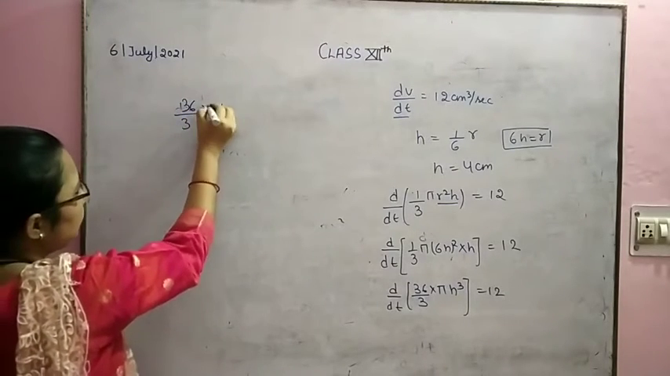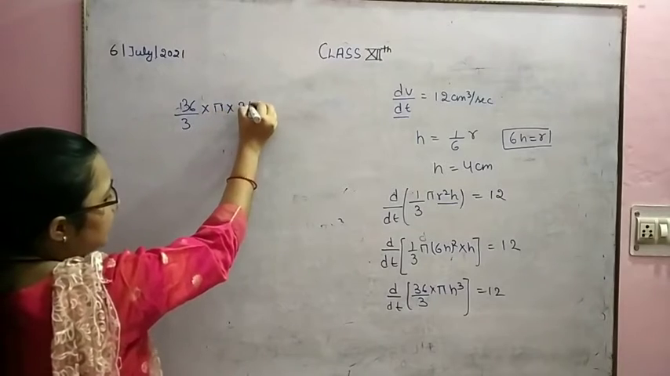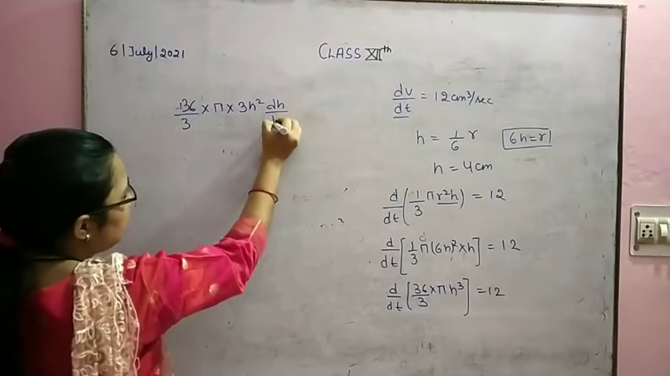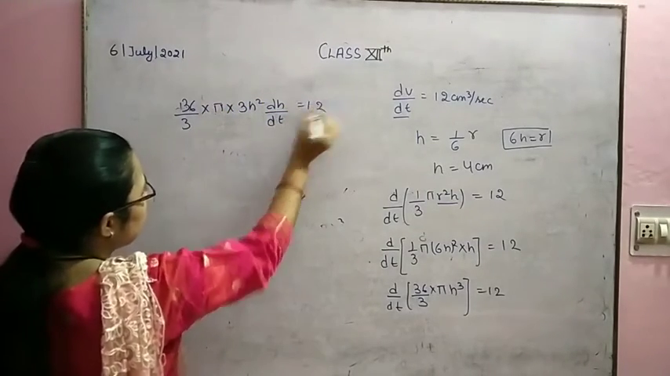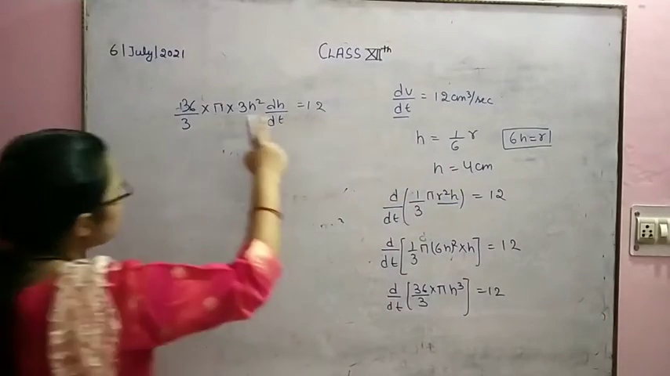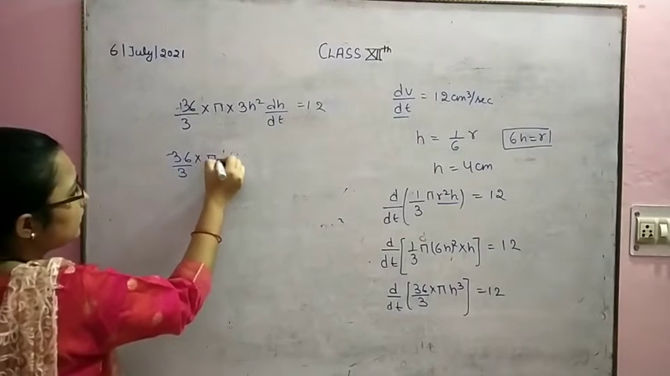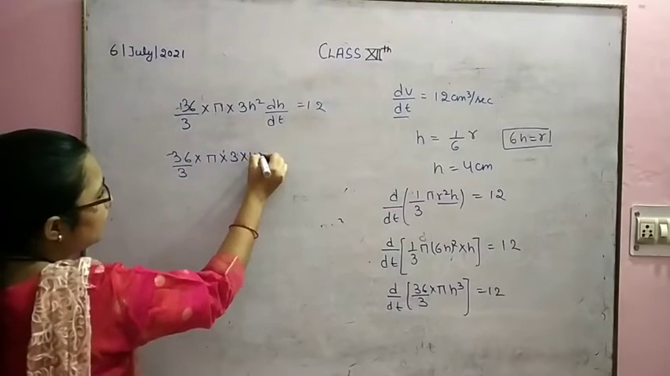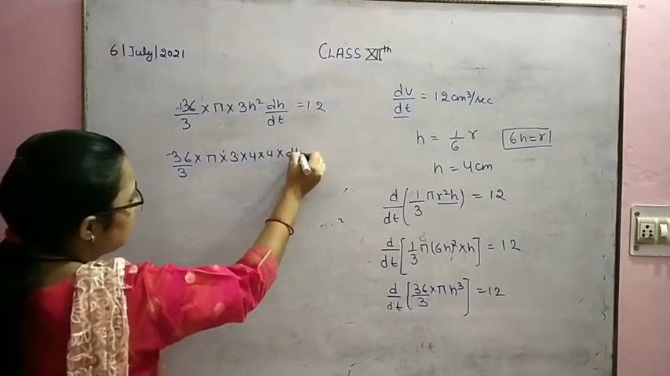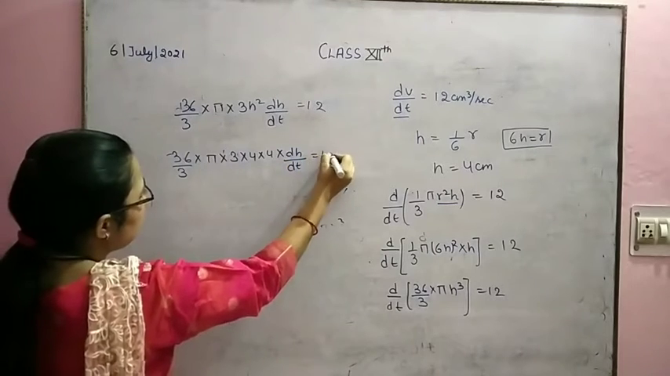36 over 3 into pi is common. 3h square dh by dt equals to 12. H is given to you 4. Just put the value of h here. We get 4 into 4 into dh by dt equals to 12.